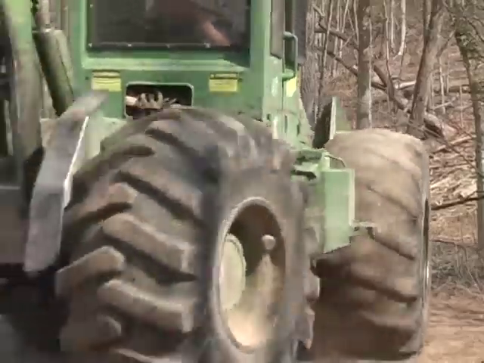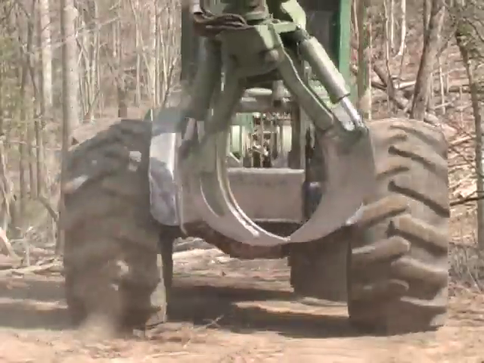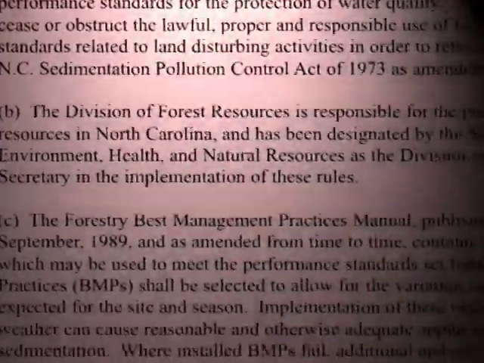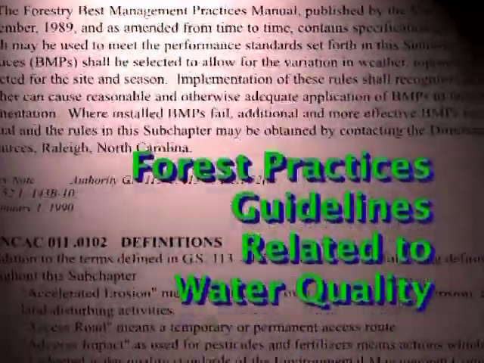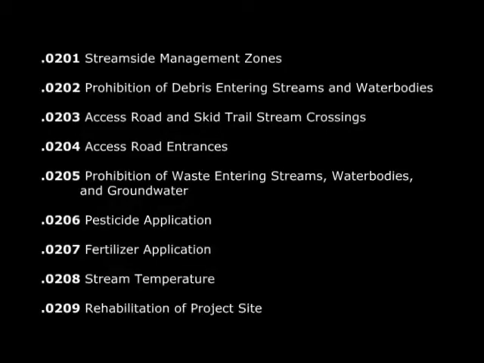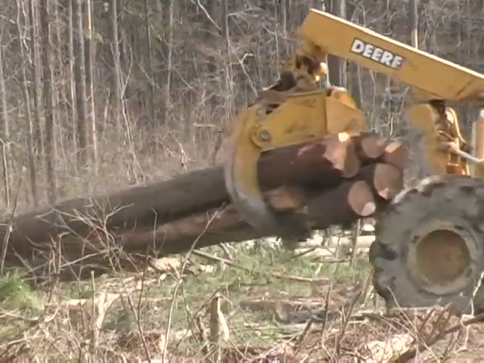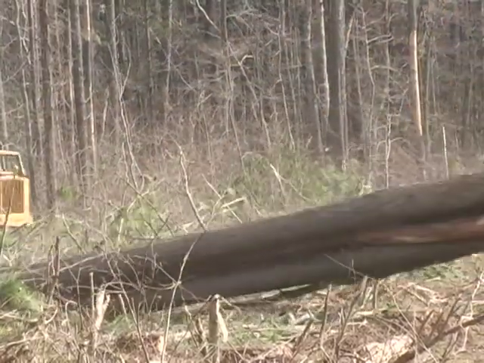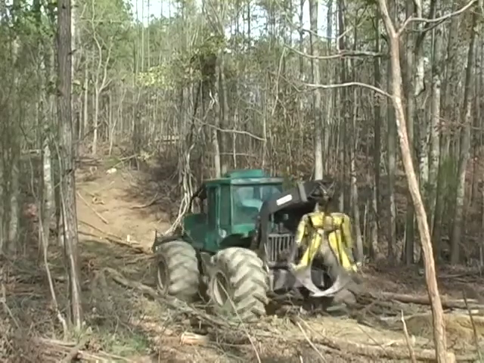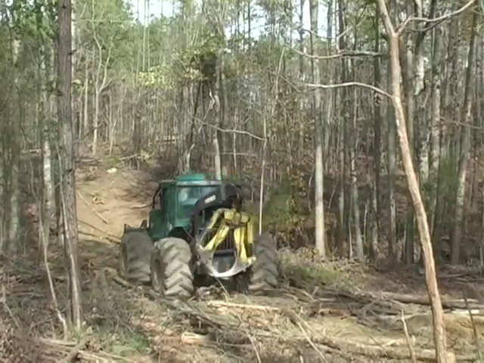To address these and other water quality concerns, North Carolina developed the Forest Practices Guidelines related to water quality, commonly known as the FPGs. These rules promote the protection of water quality during forestry activities, and there are 9 sections. Even though all 9 sections apply to a forestry operation, at least 2 of the FPGs specifically mention skid trails. One tool that you can use to help comply with the FPGs are Best Management Practices, or BMPs. This video briefly outlines some BMPs that you may want to use for your skid trails.